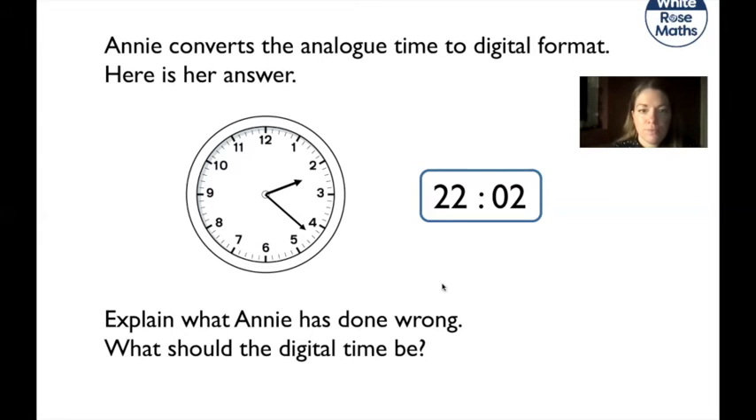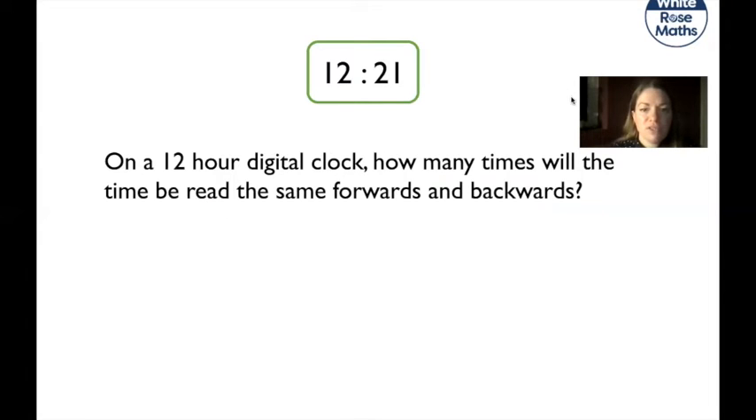Okay. On a 12-hour digital clock, how many times will the time be read the same forwards and backwards? So you can see here, you've got 12:21, and if I read it this way, you've also got 12:21. And we're only looking at a 12-hour digital clock.